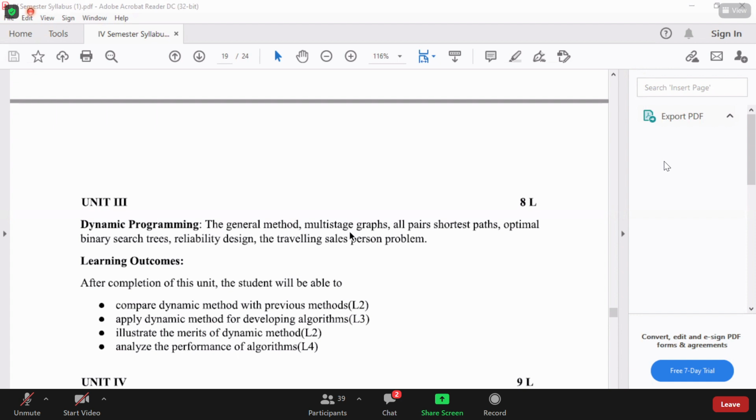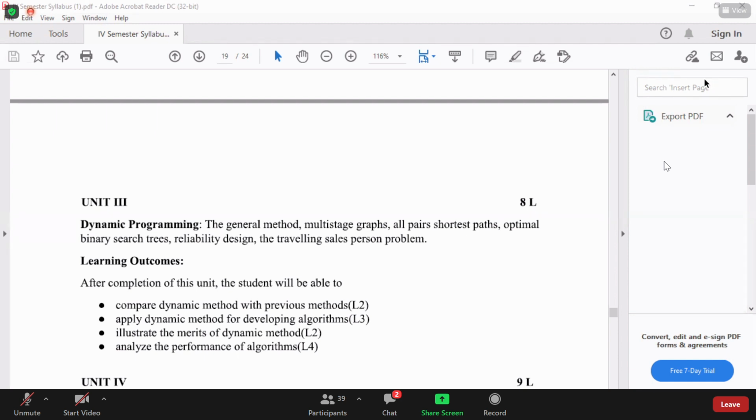The first problem is multi-stage graph, and the second problem is all-pairs shortest path. We have already seen single source shortest path, but we did not see all-pairs shortest path. Single source means, suppose there are 4 vertices, 1 to 2 we have seen, 1 to 3 we have seen, 1 to 4 we have seen. All-pairs shortest path means 1 to 2, 1 to 3, 1 to 4, as well as 2 to 3, 2 to 4, as well as 3 to 4. Everything we have to find out. That is all-pairs shortest path.